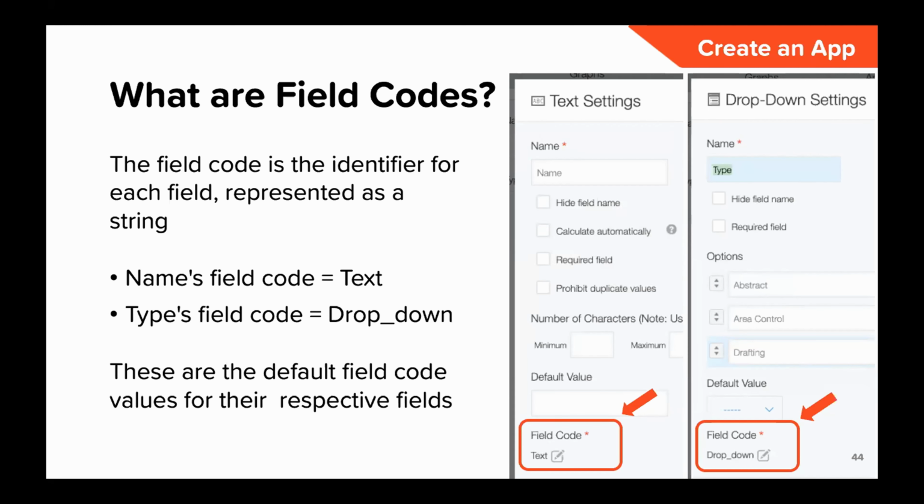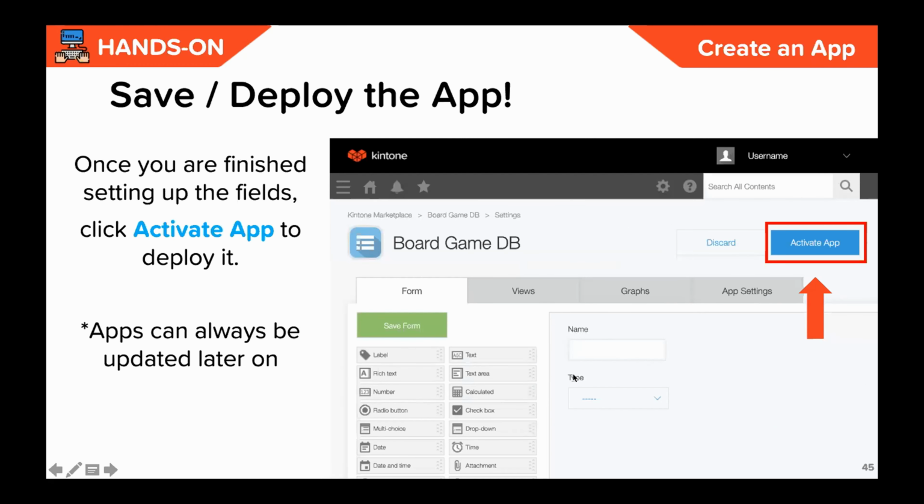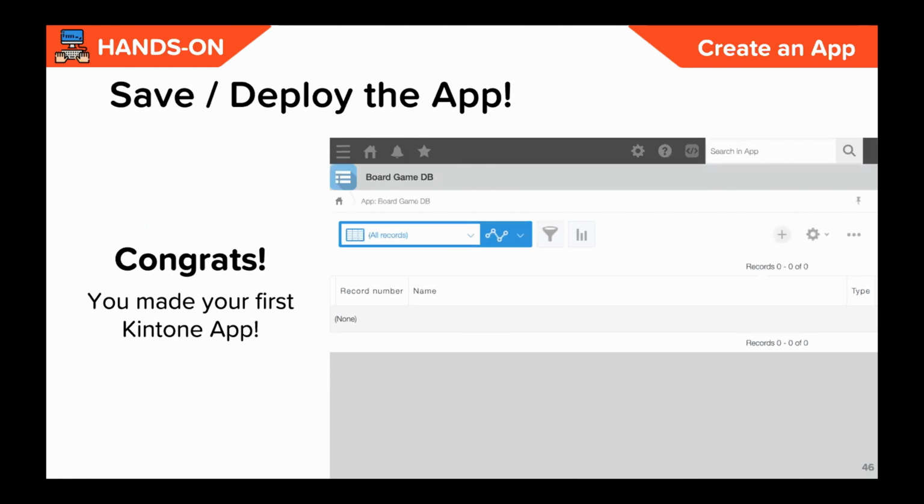Okay, so after you've updated the name and you've updated the type, we're going to release this app into the wild, into production. And we do that by clicking on that blue button, Activate App. As soon as you do that, that's it. Congratulations, you made your first Kintone app.